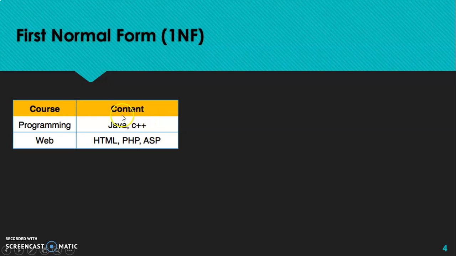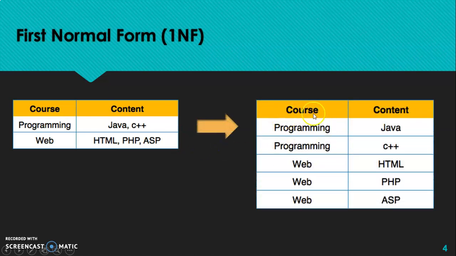This is accepted, but since we are using normalization, to be in the first normal form the condition states that it should be atomic, it should be indivisible. Now you can see these two contents we can divide separately, and these three contents we can divide separately. So if I want to convert this relation into first normal form, my result should be like this. For course I will write programming and the content Java. Now this is a single value, I cannot divide this. Similarly, again I am writing course as programming, content is C++. Then again I am writing web, content is HTML. Similar for PHP and ASP.